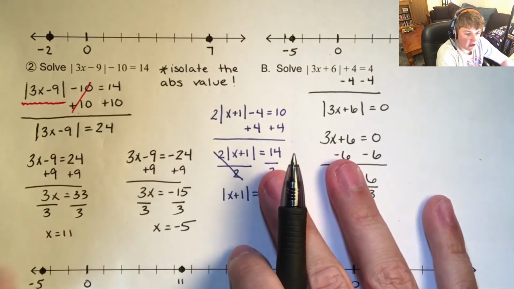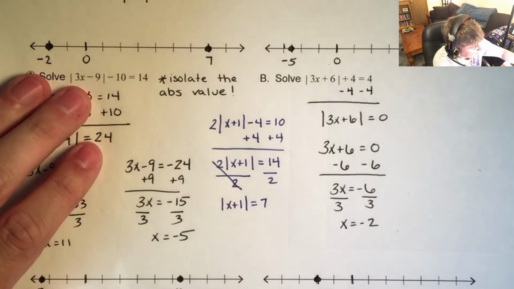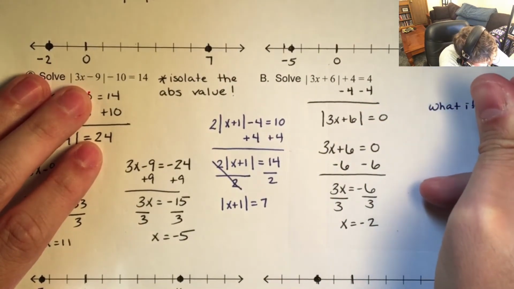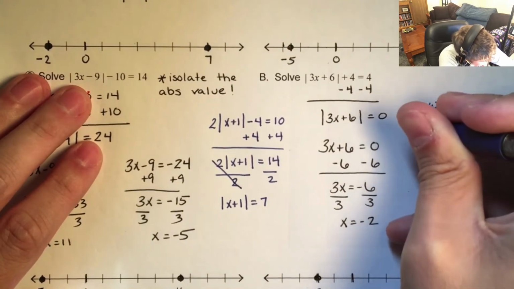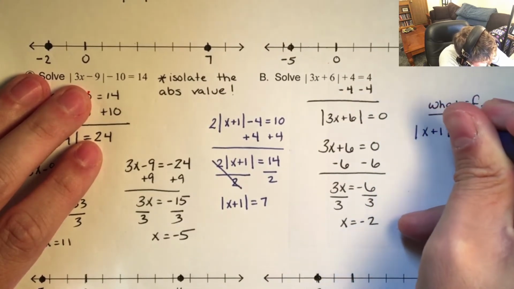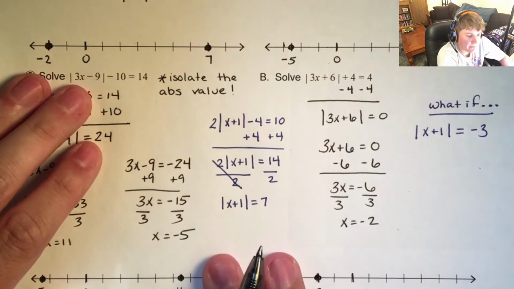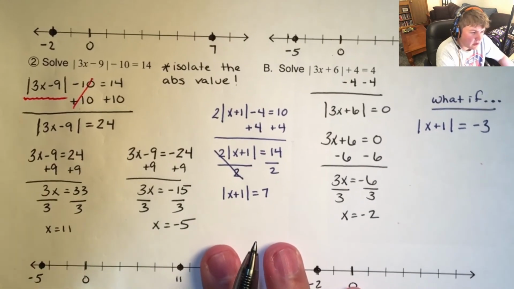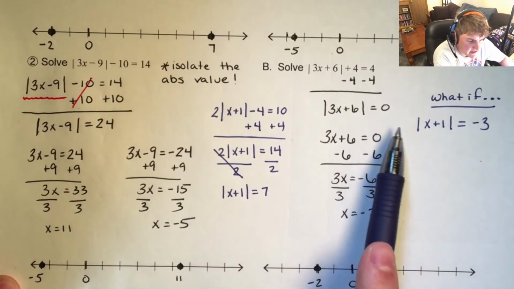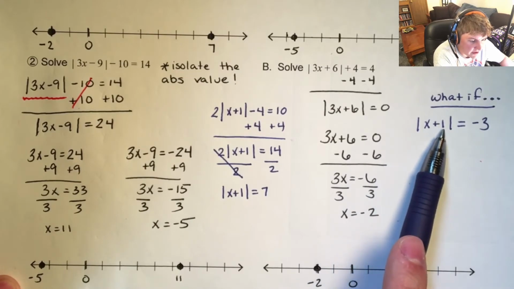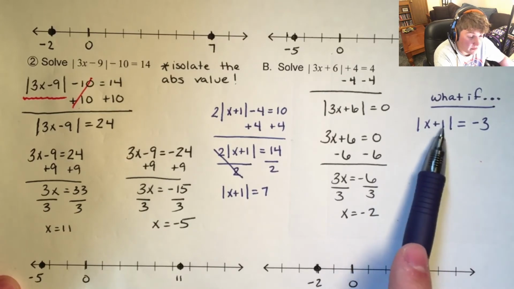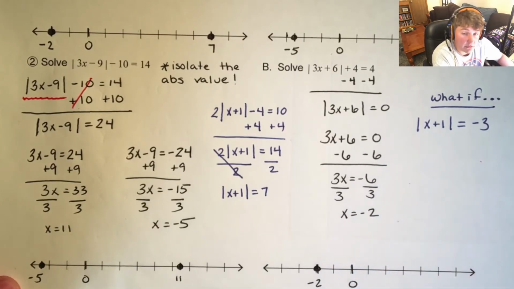One thing that I think I want to add here, and again, I'm going to put this off in the side: what if I had the absolute value of x plus 1 is equal to negative 3? What would happen there? So let's just think about this here. If I take the absolute value of some number x plus 1, and when I take the absolute value of it, I want it to be negative 3. So this is asking what number has a distance of negative 3 away from 0.